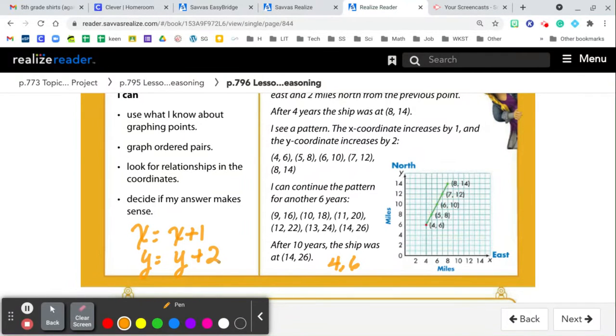Let me think. After 10 years, it was at 14, so we're adding 10. So it's going up 1 a year. So after 10 years, it'll be at 10. And it's going up 2 a year. So after 10 years, starting at 6, we're counting by 2. So we're adding another 20. So you can figure it out using math as well.